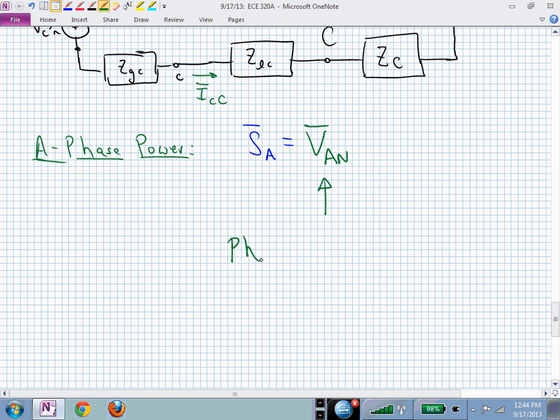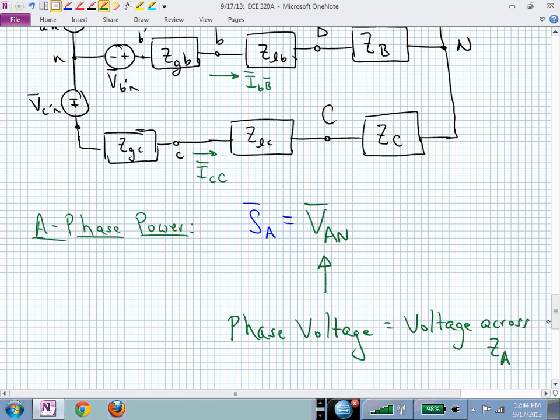This is actually the phase voltage in this particular circuit. That's the voltage associated with the A phase. That's a phase voltage. So that's the voltage across Z sub A, or the A phase impedance. That's the voltage across the A phase impedance. That's the phase voltage.